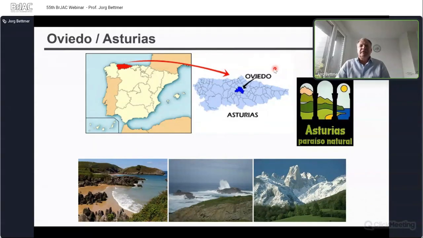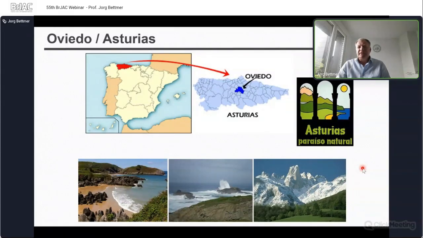So Oviedo is the capital of Asturias, which is in the northern part of Spain. And we have a beautiful landscape. You can see here the access to the Atlantic Ocean. We have beautiful beaches and also some cliffs. And what you cannot expect is that from one hour or half an hour from the beach, you will reach the mountains with an altitude up to 2,600 meters.